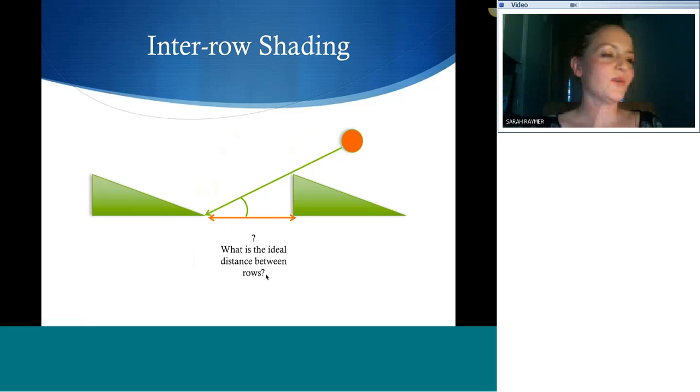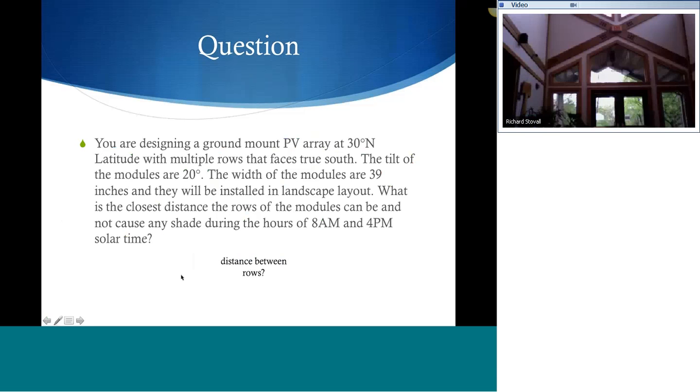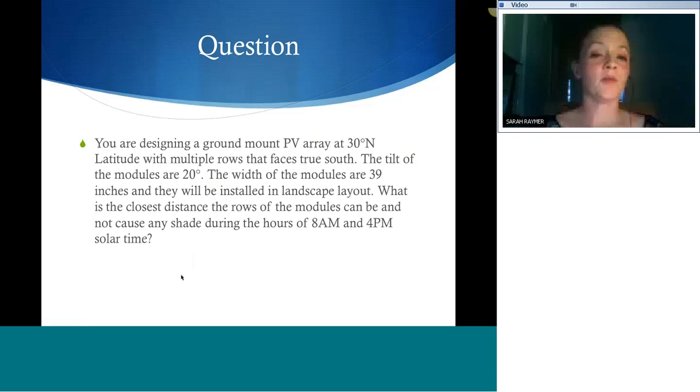So next step, inter-row shading. How are we going to use all of those things together to decide how far apart we place our module rows? Here's the problem. I apologize if any of you have been through this already, but it can't hurt to do it again. There'll be more examples to come and more in the MOOC and more in the course if you decide to go through it, which again will be free.